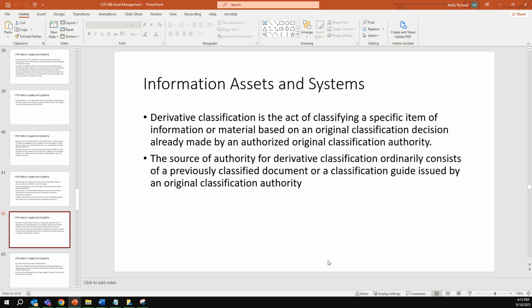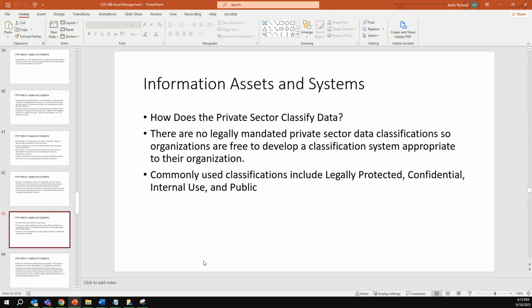So derivative classification, the act of classification, is a specific term of information or material based on the original classification decision already made by an authorized original classification authority. So the source of authority for derivative classification consists of previously classified documents or classification guides issued by an original classification authority. So how does the private sector classify?